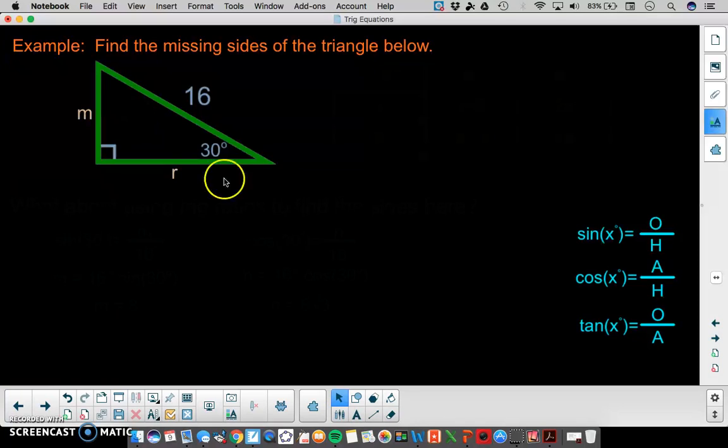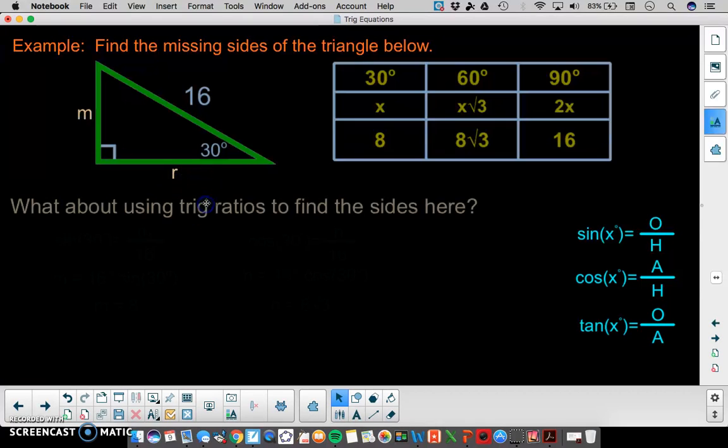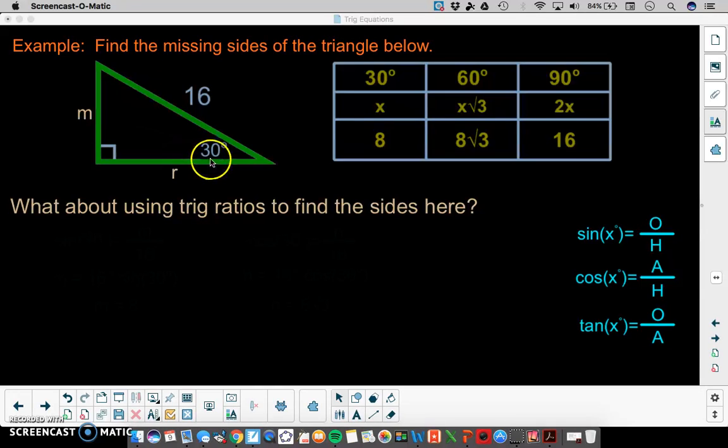So, for example, find the missing sides of this triangle. Well, we know that this is a 30, 60, 90 triangle because we have 30 degrees. So, of course, we could use our 30, 60, 90 pattern, x, x root 3, and 2x, to find those sides. What if we wanted to use trig ratios to find the sides? We could use the acute angle 30 degrees that we were given and find the opposite side and the adjacent side here. So we were given 16, which is the hypotenuse.